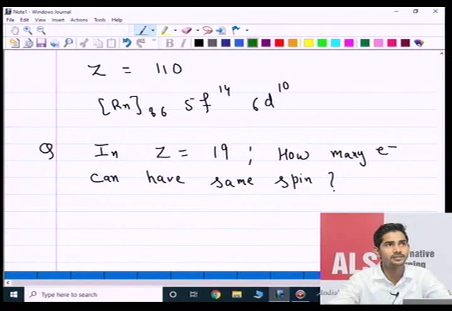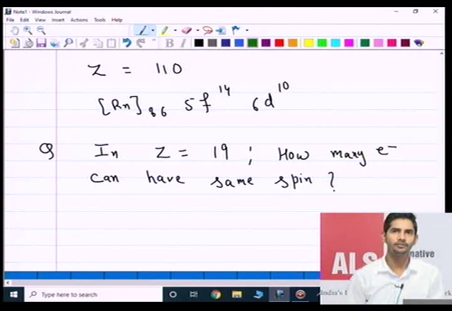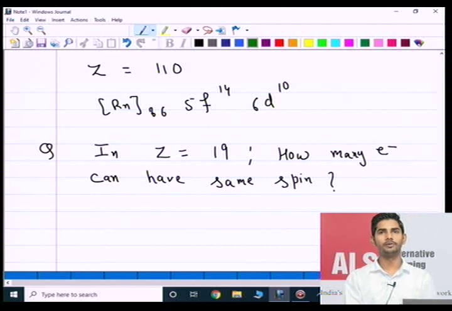Can we start, guys? Is there anyone who has got some other different answer? Okay, the question was the same, spin. You can choose either negative or positive, it doesn't matter. If you're saying 10, spin is not mentioned over here, so you need not worry about the spin. You can choose either positive or negative. You have to tell me how many electrons can have the same spin.